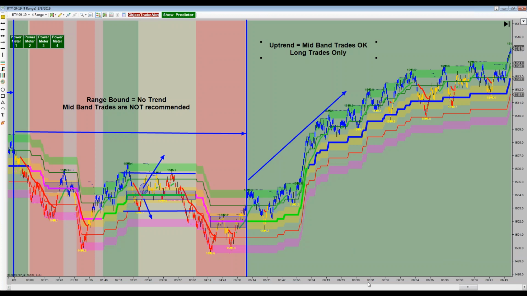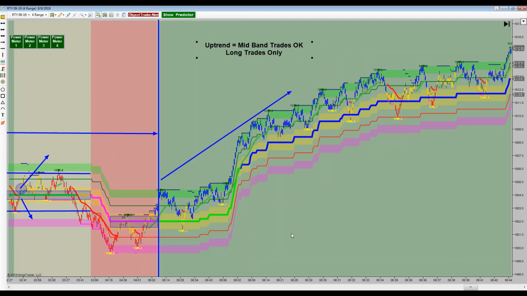Now, let's get into the actual definition of a mid-band trade itself. And we'll look at the long side first. Then we'll switch to a different instrument and look at the short side. So let's talk about what the concept of a mid-band trade is. What is it, and why does it work? Why is there a high probability of success from mid-band trades? Here's the concept.